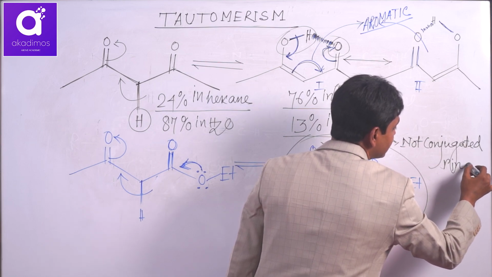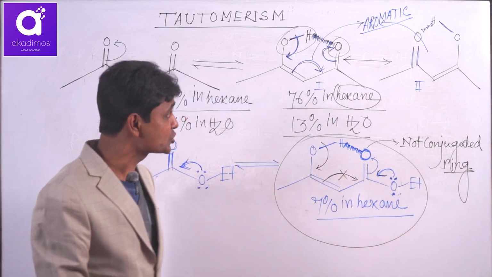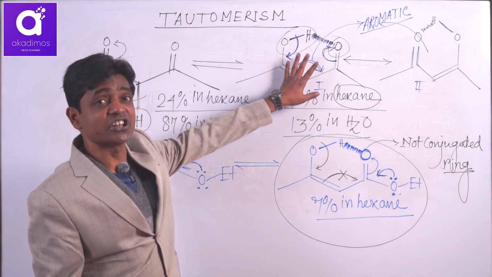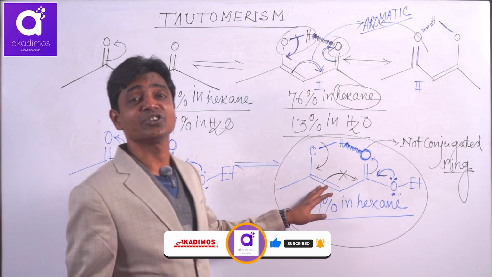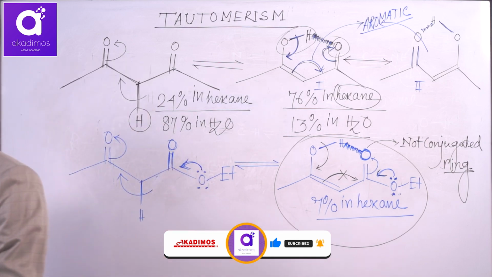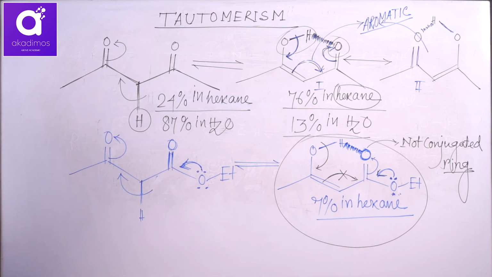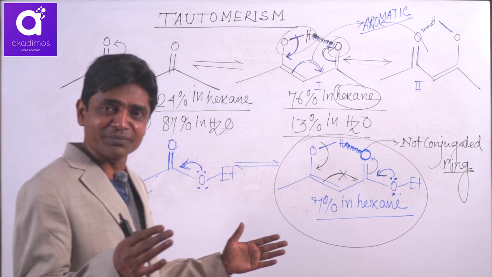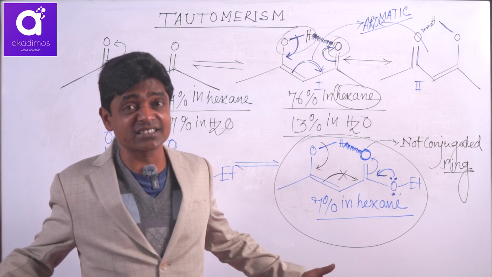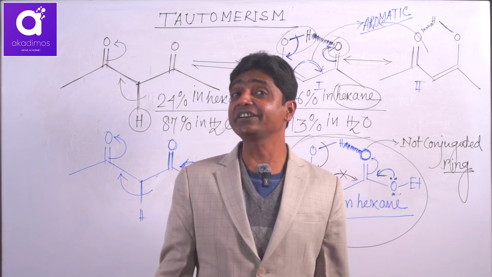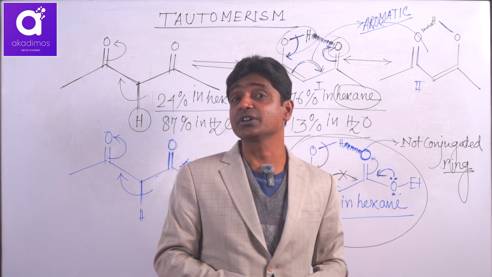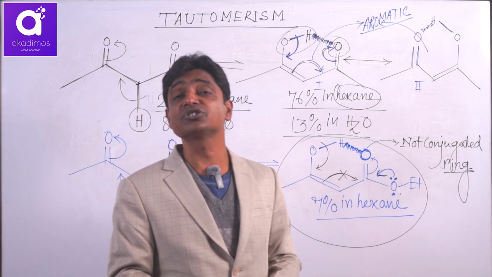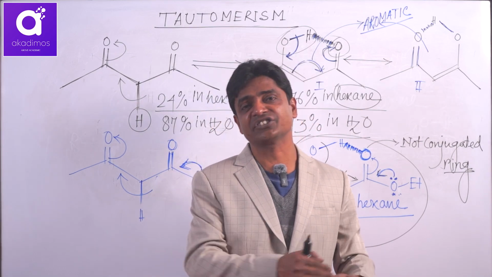That's why its stability is high, abnormal stability due to the aromatic character of the ring. Here the ring is non-aromatic. That means hydrogen bond is the driving force to form the ring, but after formation of the ring, it gets extra stability due to the aromatic character of the ring. That is responsible for the abnormal stability, abnormal high contribution of enol form in hexane.